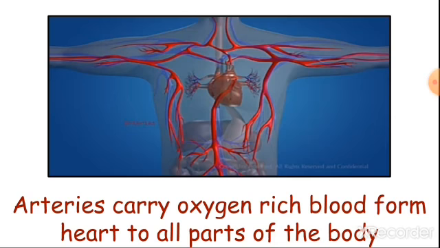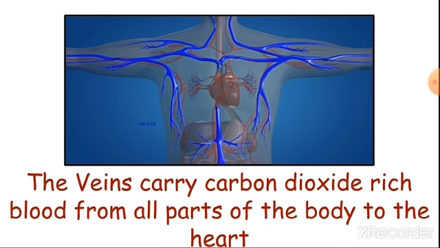The vessels which carry blood to the heart are called veins. Here you can see the veins, which are in blue color. They carry deoxygenated blood from all parts of the body back to the heart. So they have thin walls. There are valves present in veins which allow blood to flow only towards the heart.